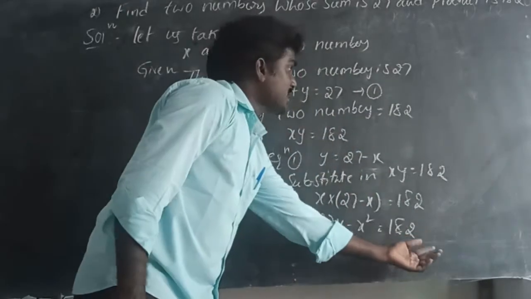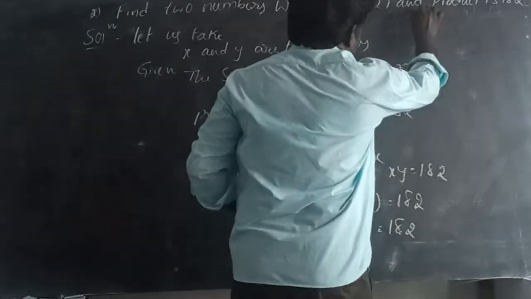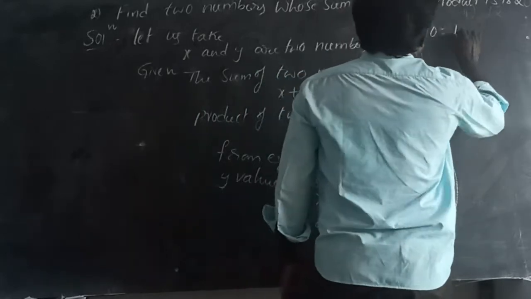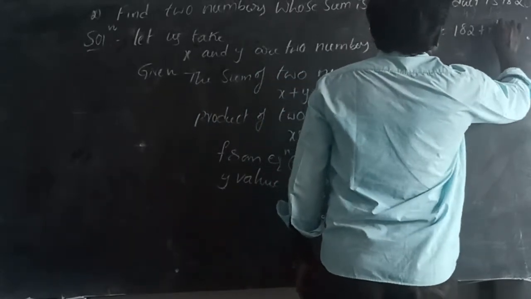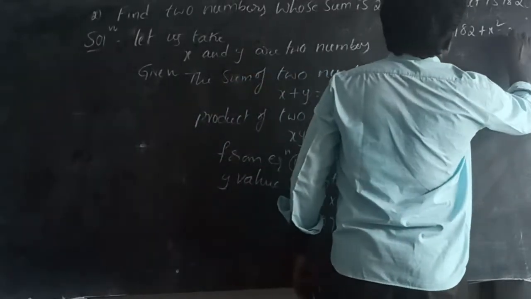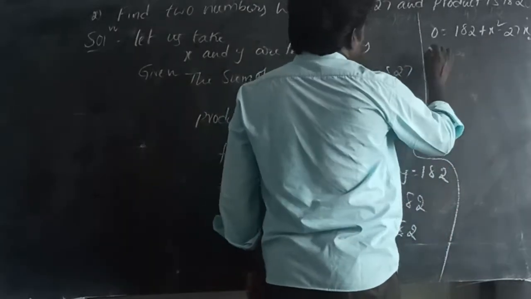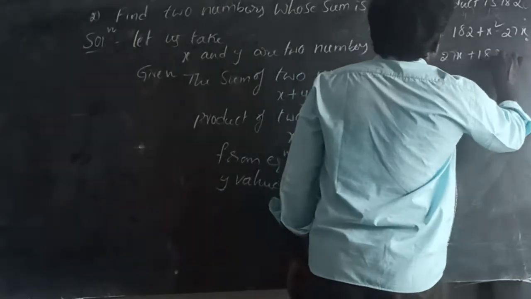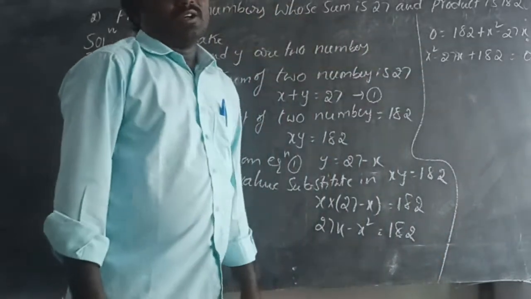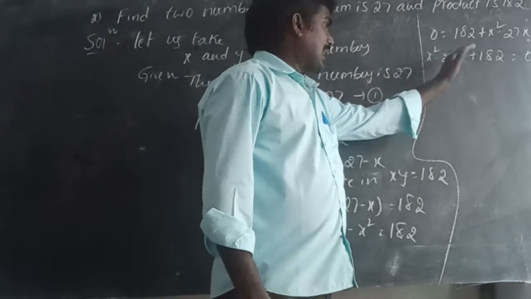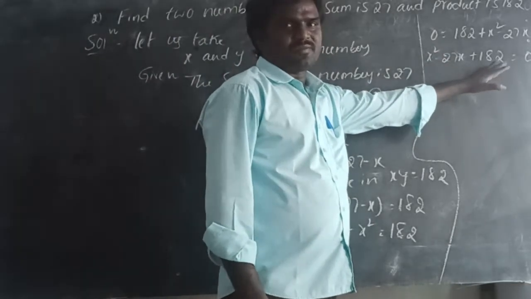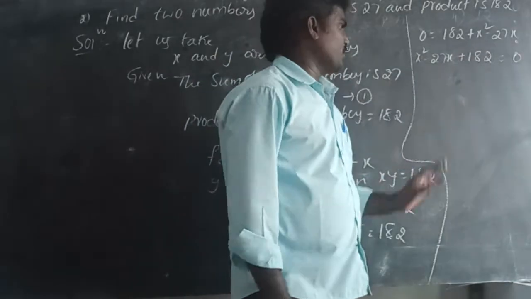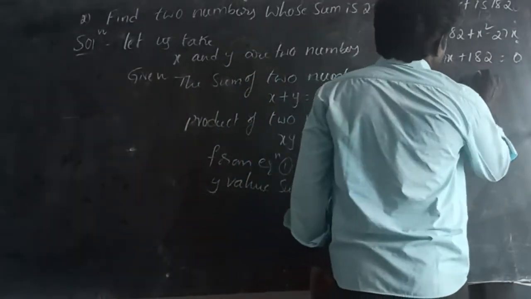These two terms go to the other side with a minus sign. So 0 is equal to 182 plus x square minus 27x. We can write it in order form as x square minus 27x plus 182 is equal to 0. So it is not an algebraic identity expression. The x square coefficient is 1, and the constant is 182. So 1 into 182 is 182.